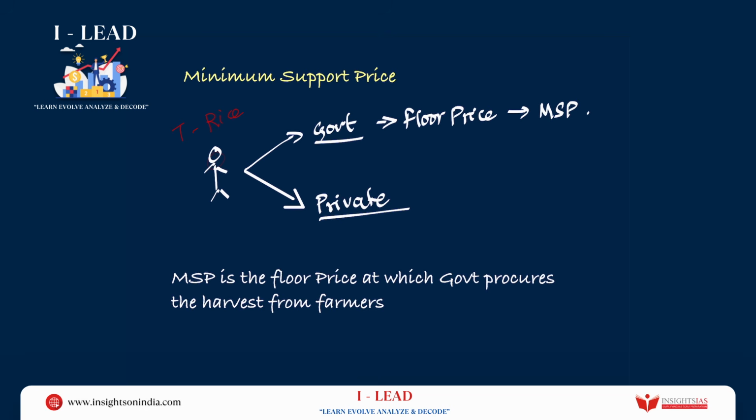So what exactly is MSP? MSP is that floor price at which the government procures. Floor price, as in, it is the minimum least price which the farmer gets. That is assured. This particular amount is assured to him. He's 100% going to get it. If he's going to get anything lesser in the market, he will sell it to the government only. So MSP is that floor price at which the government procures the harvest from the farmers.